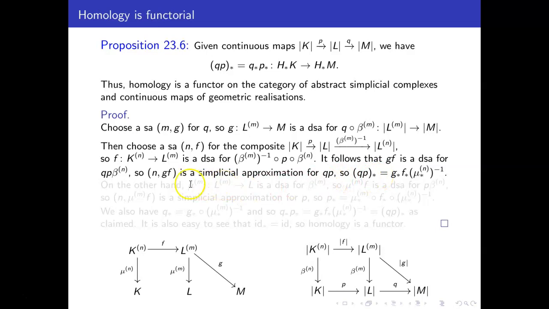You have to take the map induced by this GF, which is G star F star, and compose with the inverse of this mu n star. Okay? Remember, we proved that this mu n star is an isomorphism from the homology of k bracket n to the homology of k, so we can invert it, and so G star F star composed with that inverse is by definition what we mean by QP star.